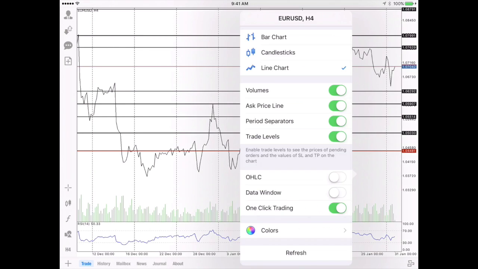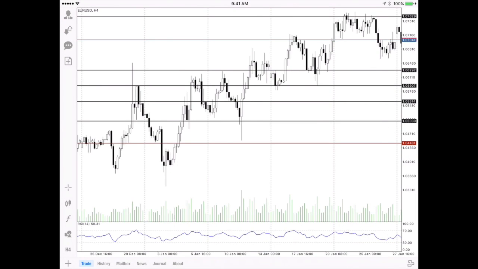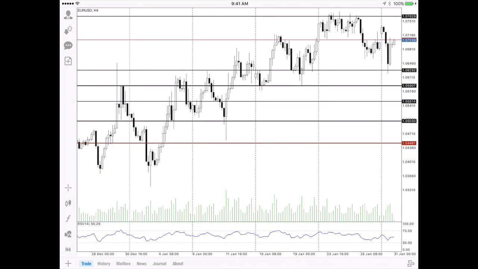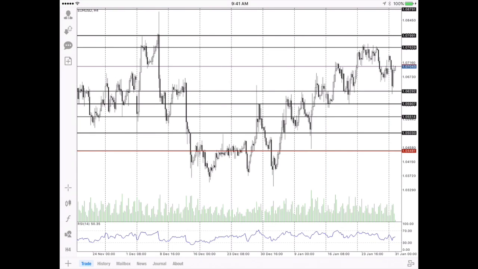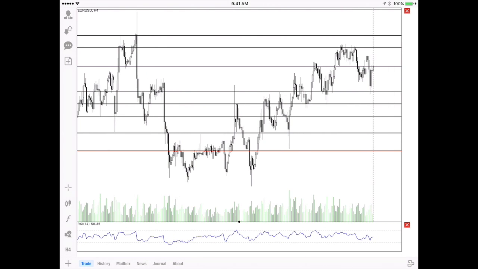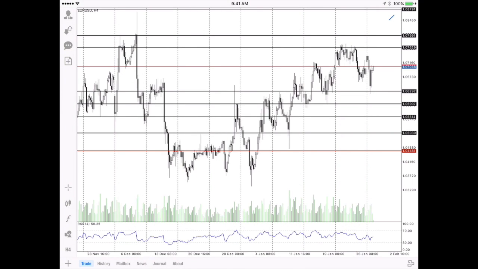But I'm gonna put this back on my candlesticks. My 4 hours, I do look for all my reversal candles, and then I also draw my trend lines from the 4. So let's do that next, and try to touch as many wicks as possible. So this one there. All right, we got that.